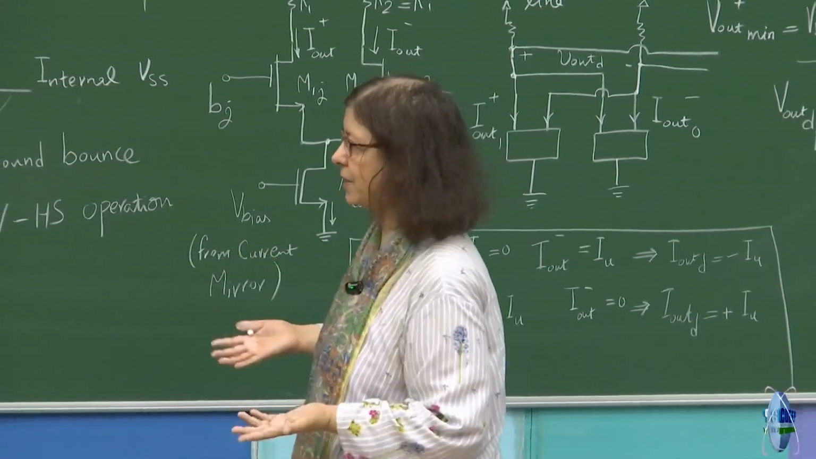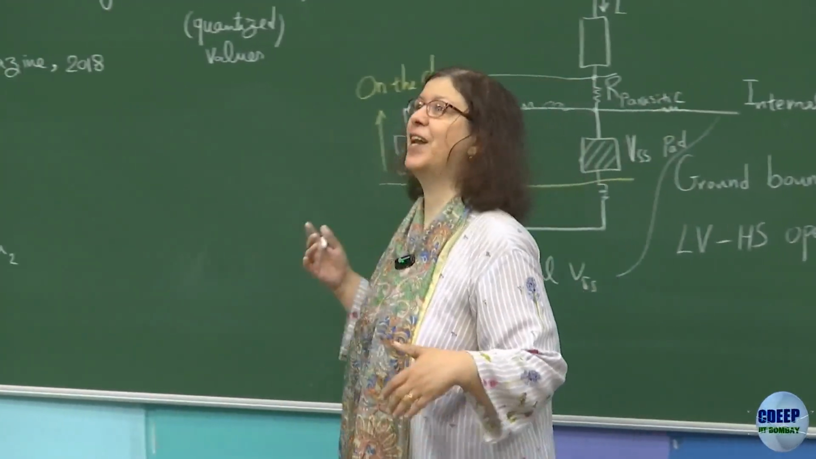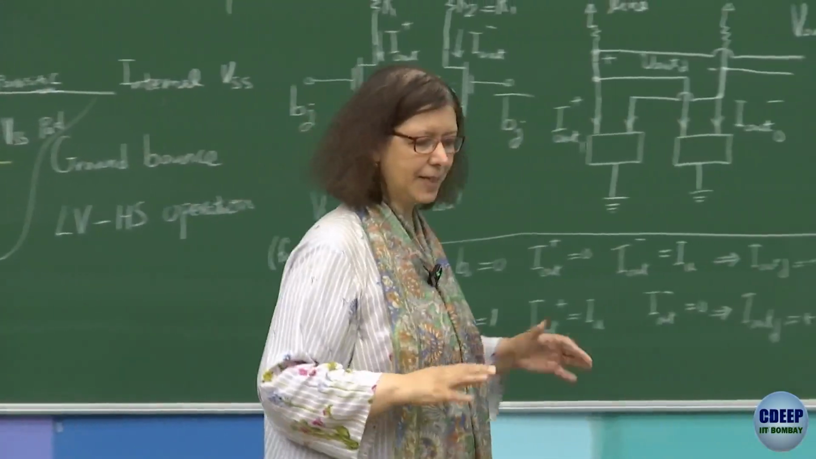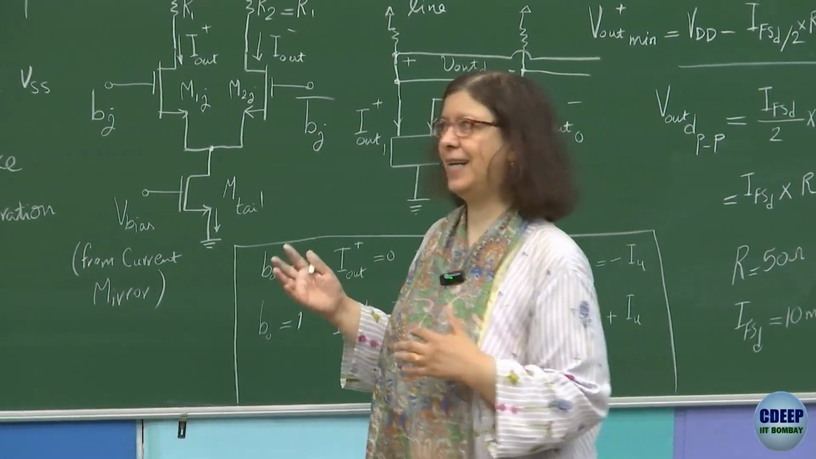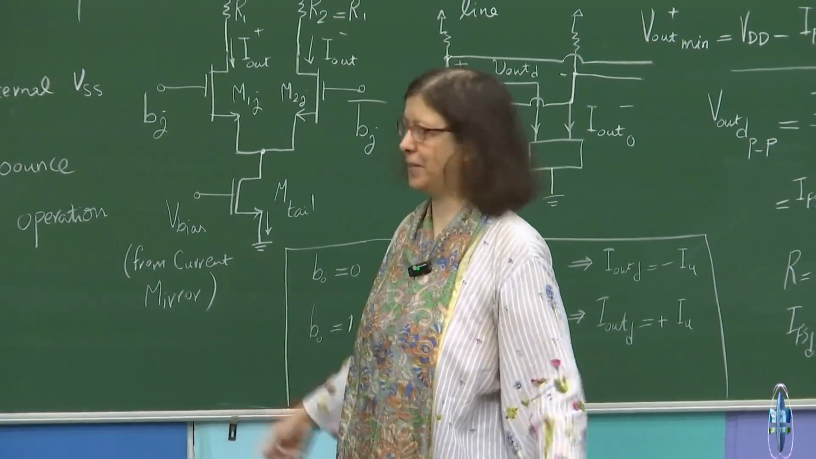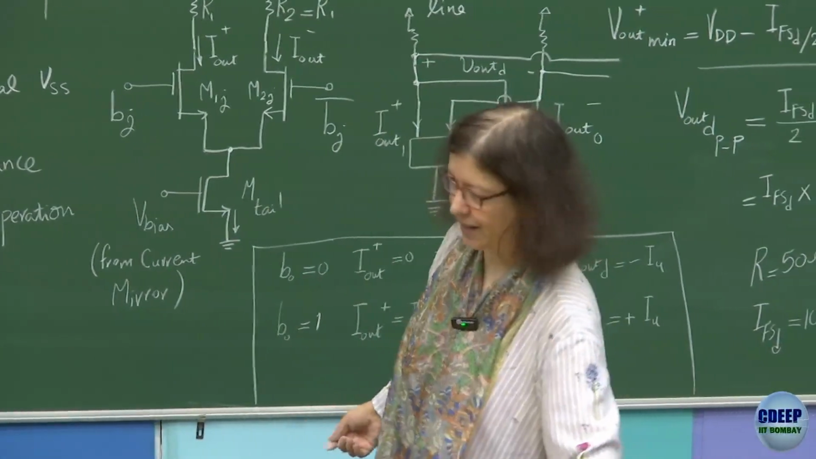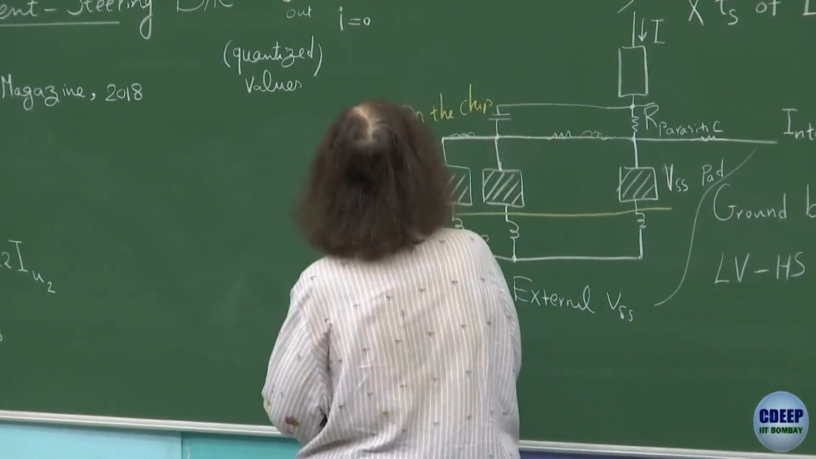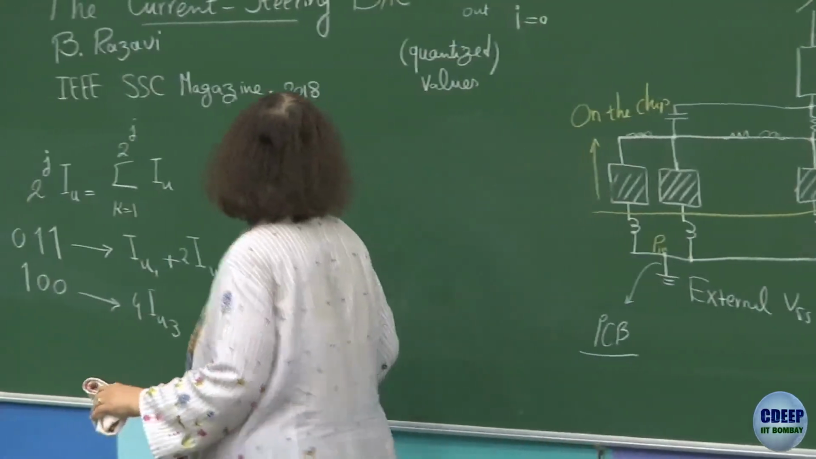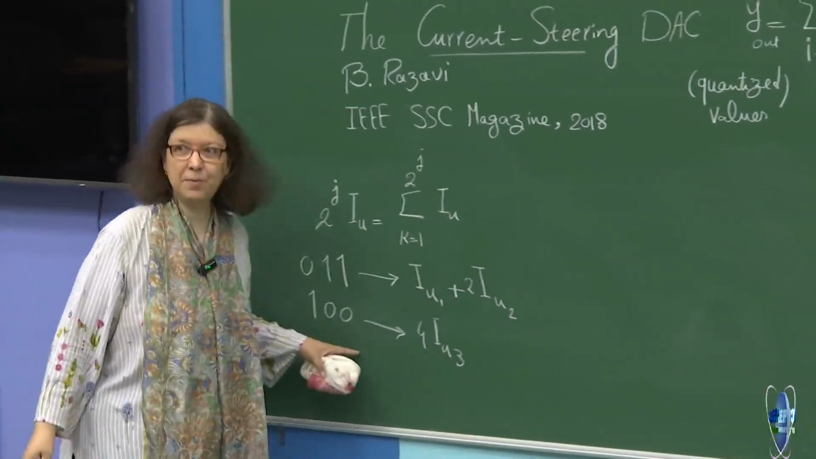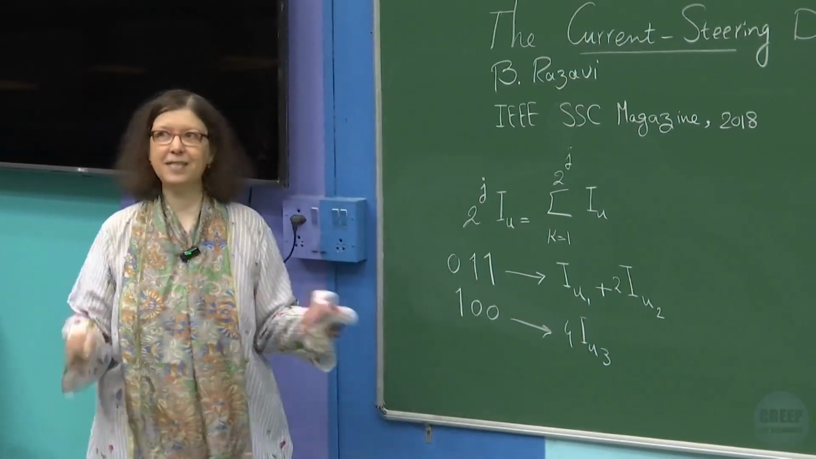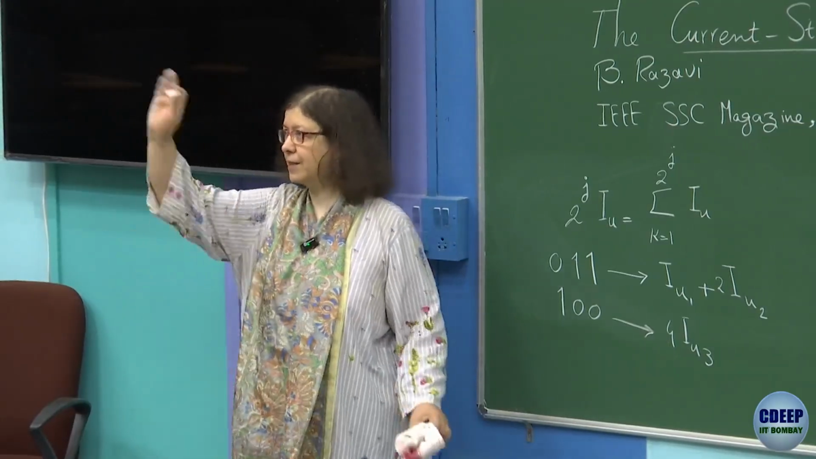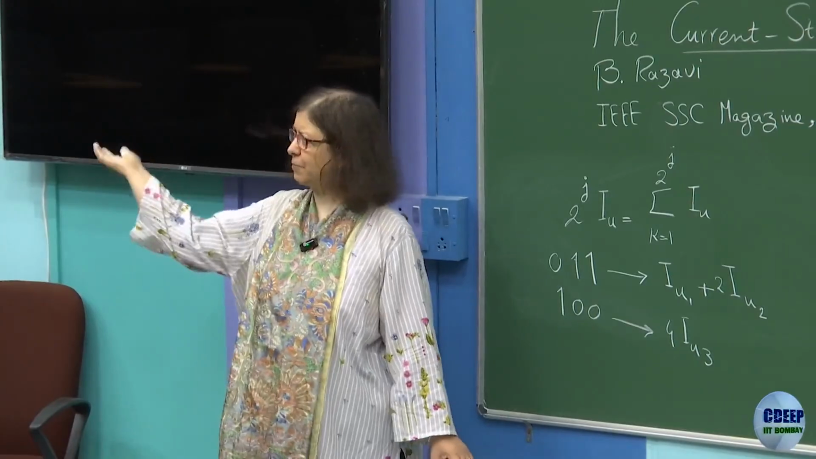Now, this problem can be solved if you go back to flash ADC. In fact, flash ADC and current steering from some aspects are dual of each other in the ADC and DAC domain, and both of them are high speed. And both of them are power hungry. This is the physics behind any analog circuit. So, what if we use thermometer code? Do you remember flash ADC was actually generating thermometer code? And we were converting thermometer to binary. So let's convert binary to thermometer.